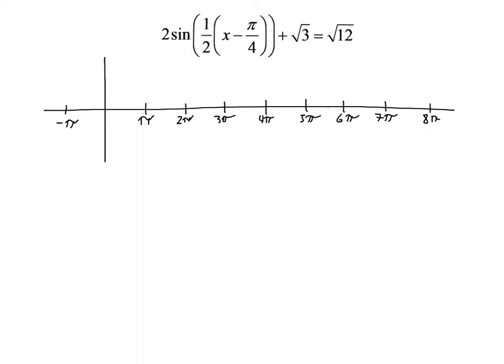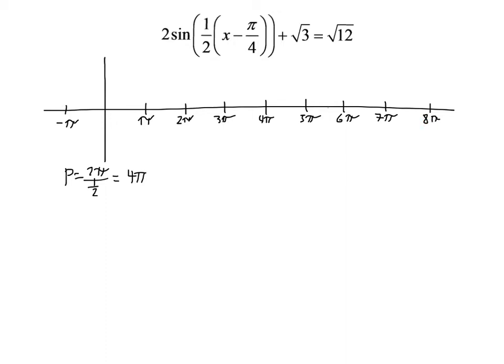Is that really necessary? But remember that period is 2 pi over b, and our b here is 1/2. So 2 pi over 1/2, that's actually 4 pi. So it takes a while to complete a cycle, twice as long actually. So going out to 8 pi here, it's going to let me see multiple bends in the curve. So that's why we went out that far.